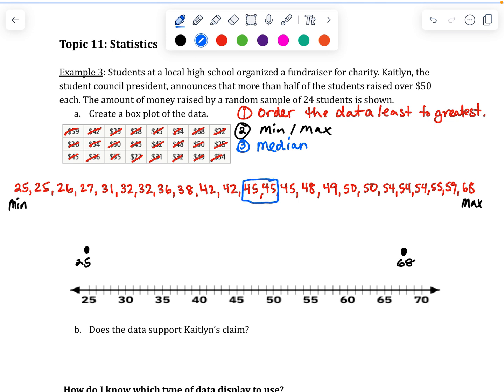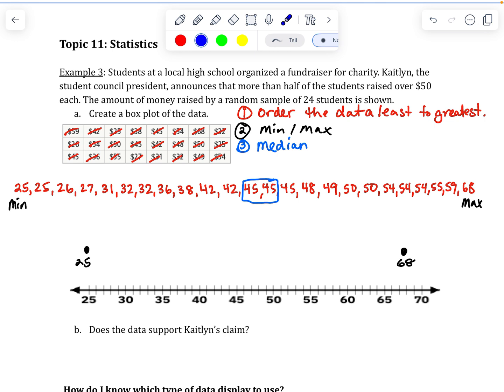Okay, so we got 12 on this side and 12 on this side. So what's our middle number? It's the median, because the middle number is our median.